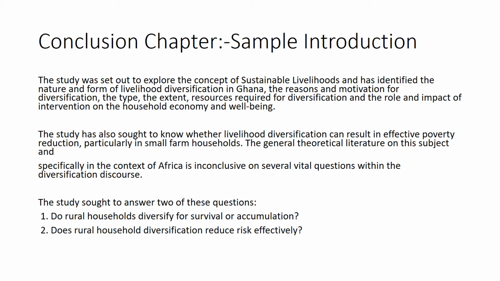The general theoretical literature on this subject, and specifically in the context of Africa, is inconclusive on several vital questions within the diversification discourse. The study sought to answer two of these questions. Do rural households diversify for survival or accumulation? Does rural household diversification reduce risk effectively?